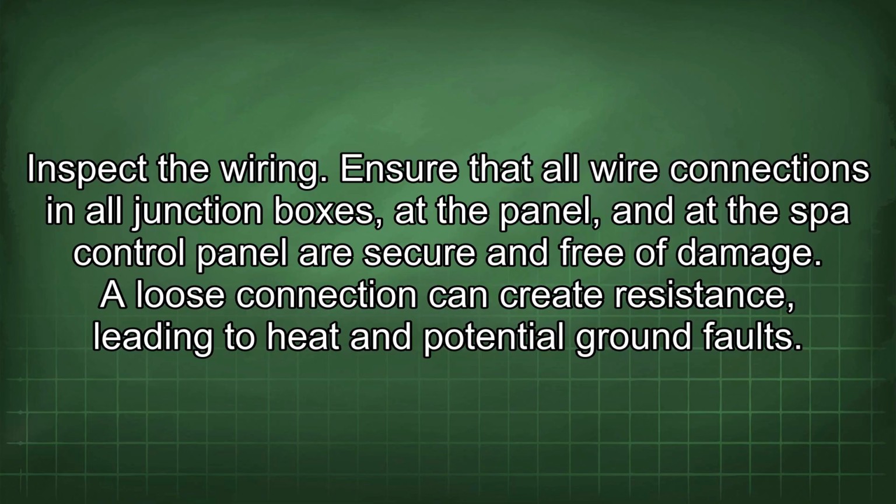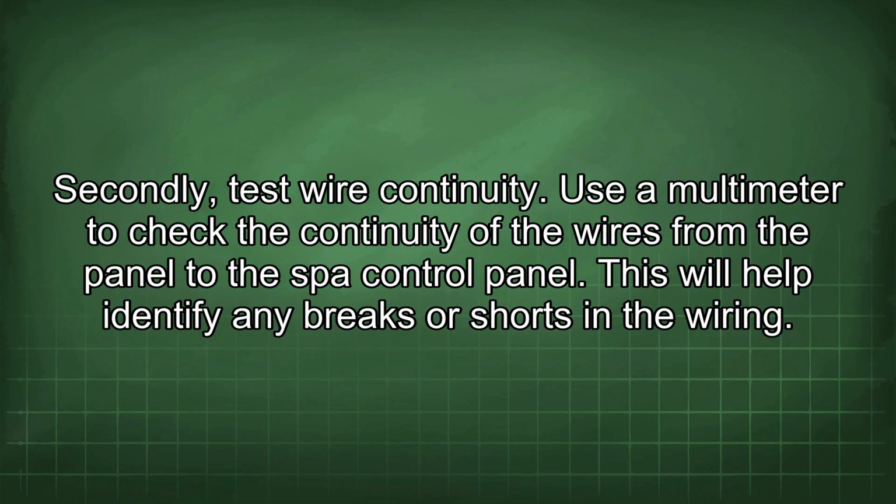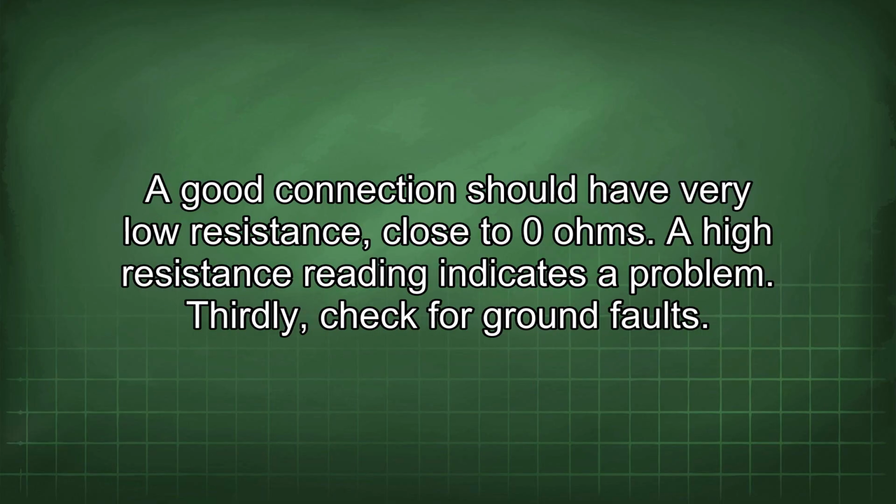panel are secure and free of damage. A loose connection can create resistance, leading to heat and potential ground faults. Secondly, test wire continuity. Use a multimeter to check the continuity of the wires from the panel to the spot control panel. This will help identify any breaks or shorts in the wiring. A good connection should have very low resistance, close to 0 ohms. A high resistance reading indicates a problem.